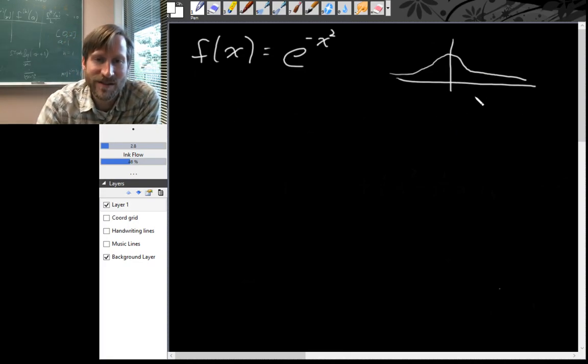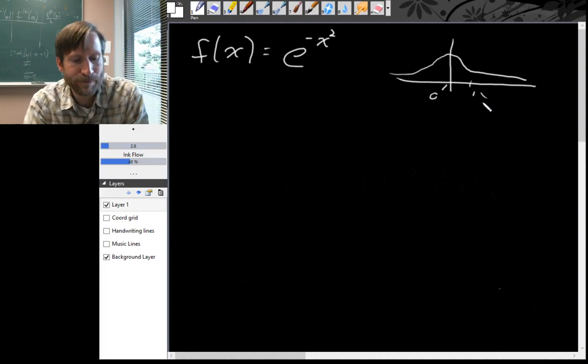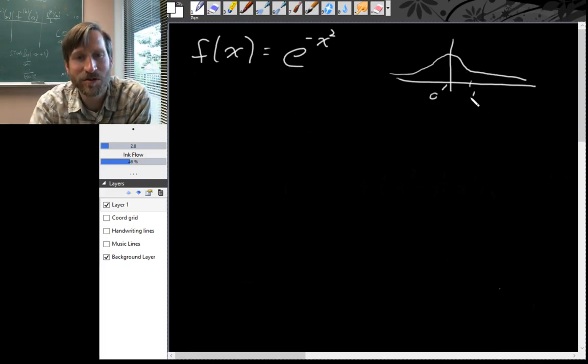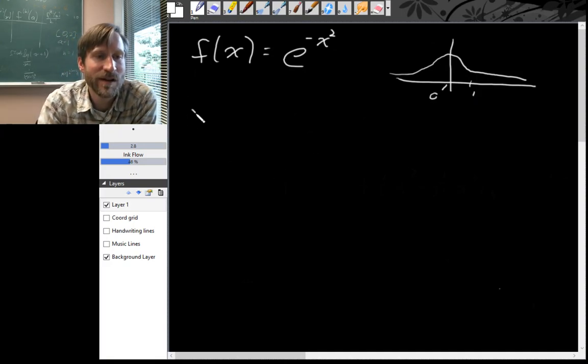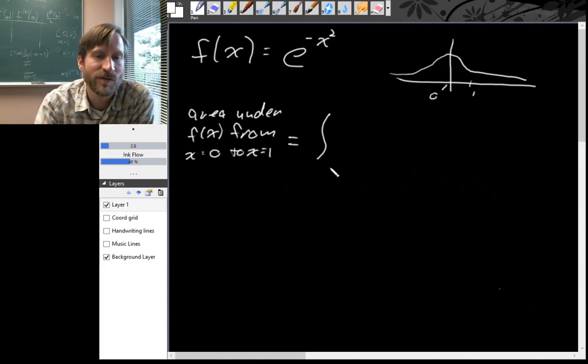And areas under this, say, from x equals 0 up to x equals 1, for example. Well, we know that areas under a curve are just integrals. So the area under the graph of f of x from x equals 0 to x equals 1, that's just the integral from 0 to 1 of e to the minus x squared.